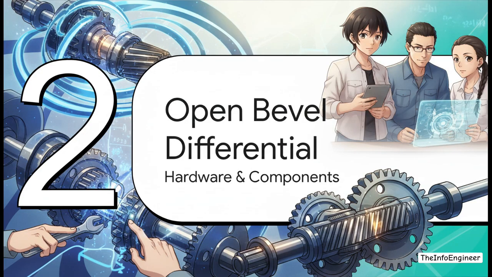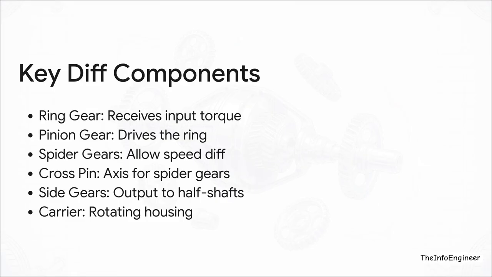All right, moving to Section 2, the open bevel differential. Let's do a quick teardown to see how the hardware actually pulls off this mathematical balancing act. The input torque comes in from the pinion gear, driving that massive ring gear, which in turn spins the carrier. Inside that spinning housing, you've got your spider gears riding on a hardened crosspin. And those mesh perfectly with the side gears going out to your half shafts.